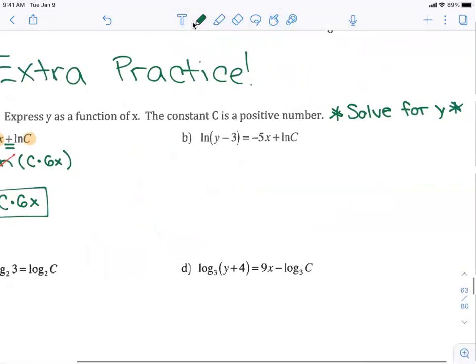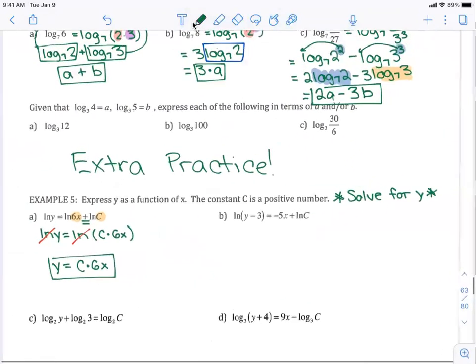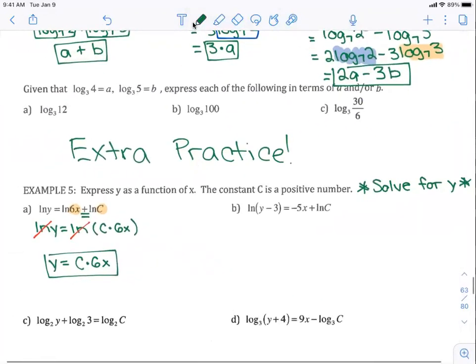Let's go ahead and take a look at part B. The difference between A and B is that you cannot cancel out the natural logs. I see people try to do that. You can't, because there's a negative 5x here that doesn't have a natural log. That is a problem, so we have to go about it differently.